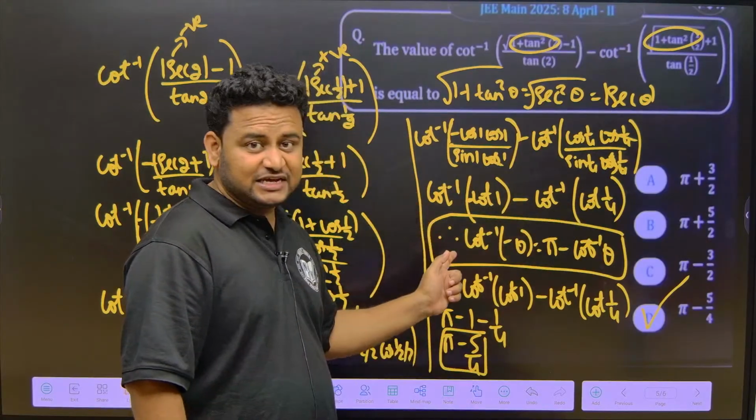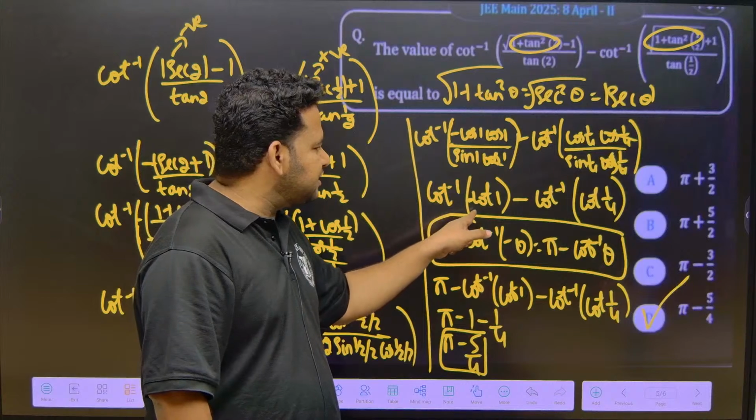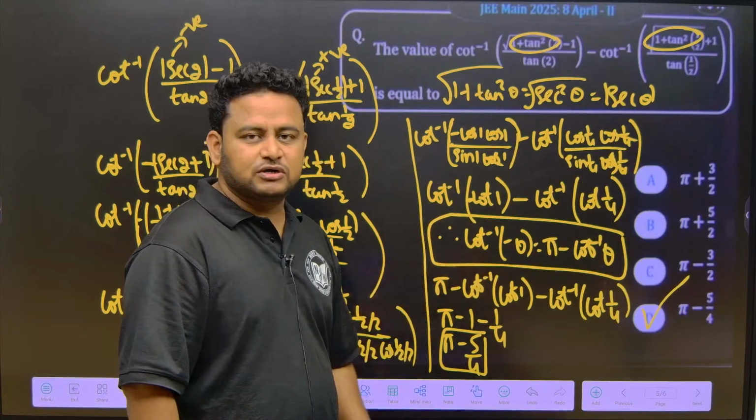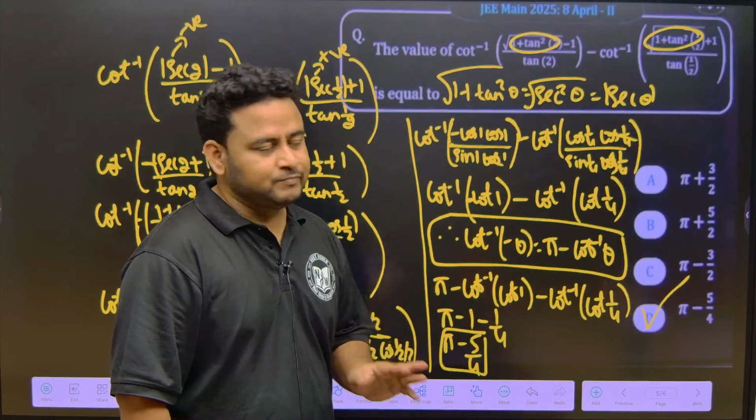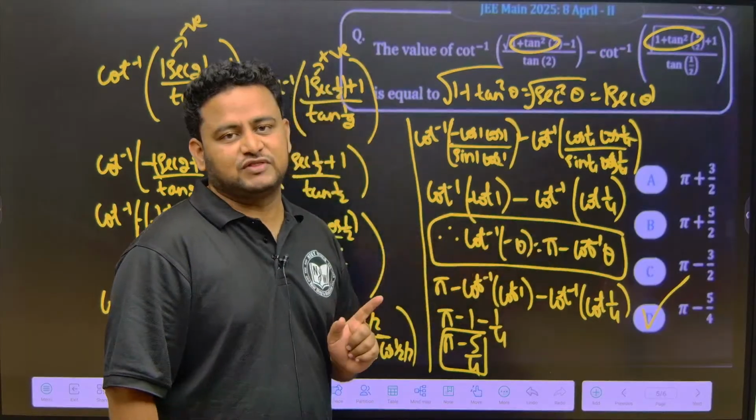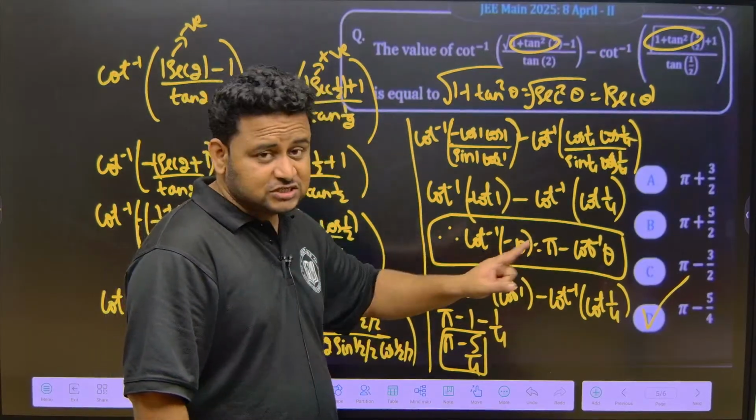Here you should be very careful. It is cot inverse of minus cot theta. Cot inverse of minus cot theta is not minus cot inverse of theta. This is pi minus cot inverse of theta. Pi minus cot inverse of theta.